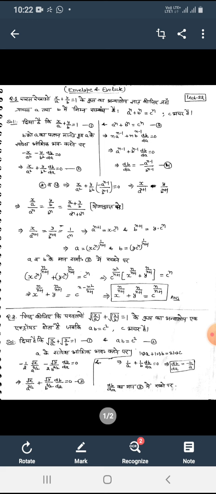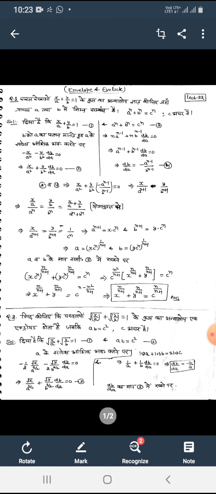Assuming b as a function of a, differentiating partially with respect to a of equation number 1, we find that minus 1 upon 2 root x upon a raised to power 3 by 2 minus root y upon 2 into b raised to power 3 by 2 db upon da is equal to 0, which implies that root x upon a raised to power 3 by 2 plus root y upon b raised to power 3 by 2 db upon da is equal to 0. Equation number 3.